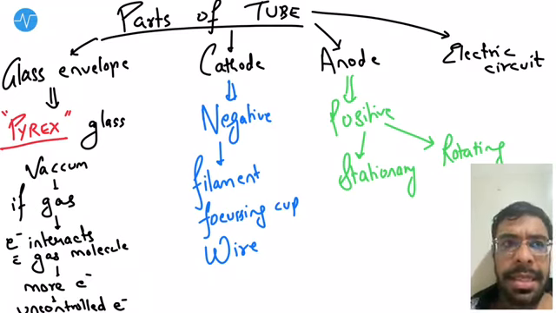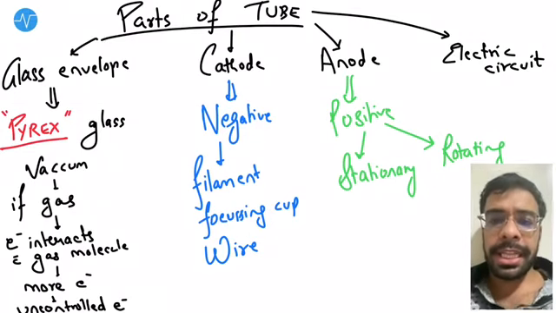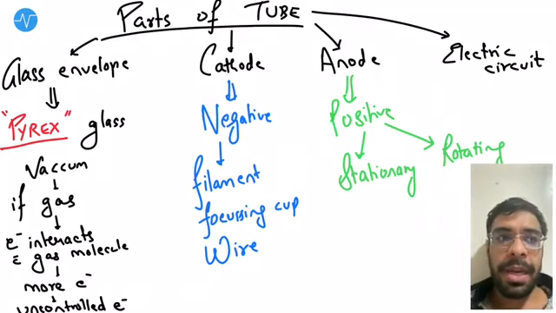In the glass envelope, we have a vacuum inside. Now, why is vacuum present? Suppose vacuum is not present and gas is present, then the electrons will interact with the gas molecules. Because of this interaction, there will be more production of electrons, and this electron production will be uncontrollable. Therefore, we have a vacuum inside the glass envelope.